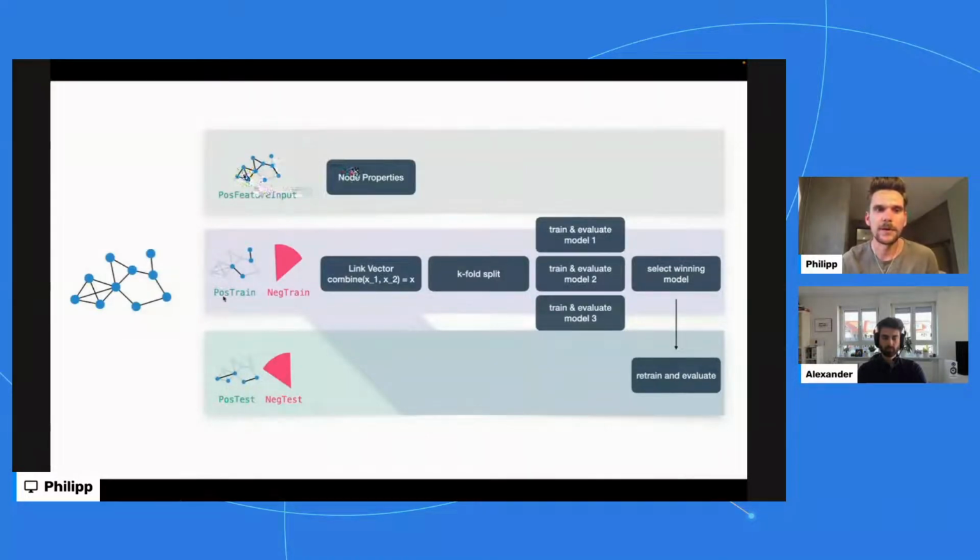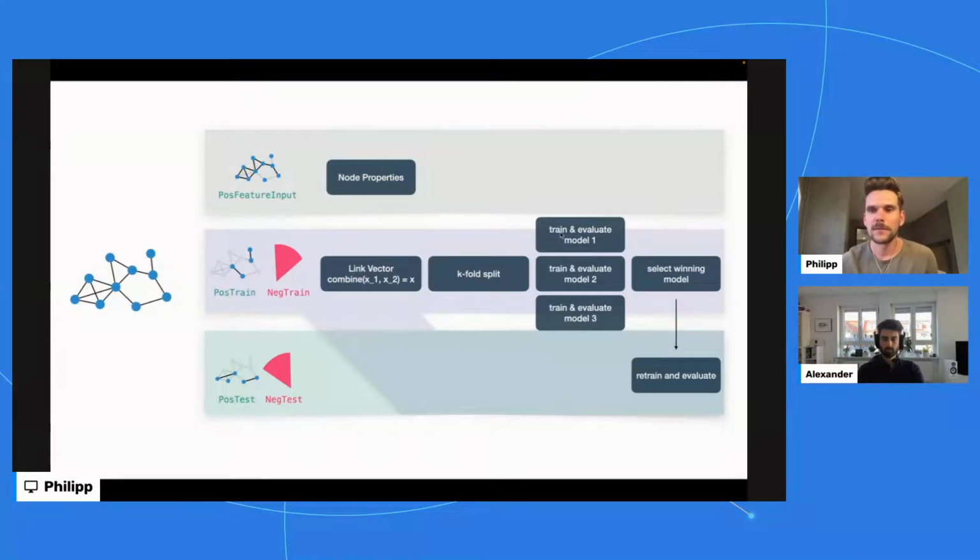And then we take the positive train set. We sample negative training samples, so we have an equal and balanced set for training. We calculate the link vectors for each of the pairs we have as examples. And then we split this into k-folds, so we split it into subsets of these two sets.